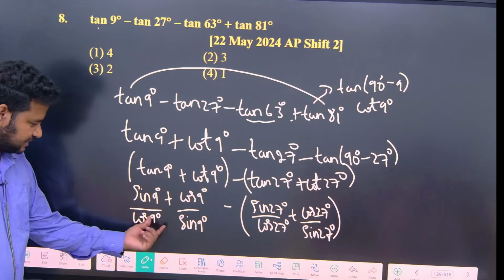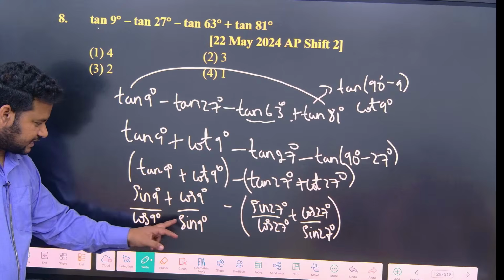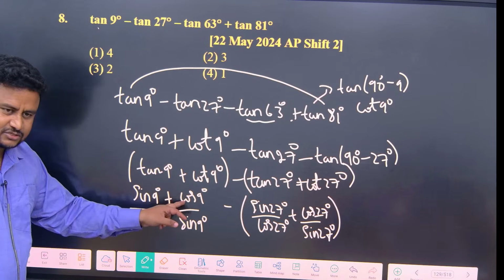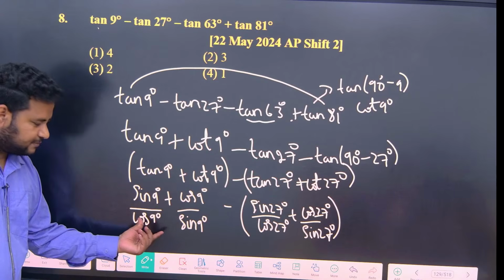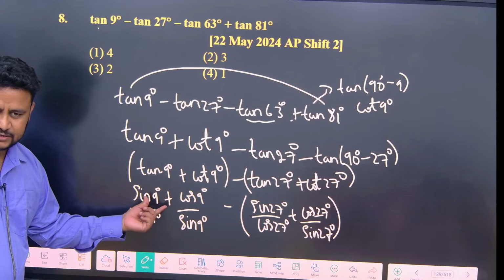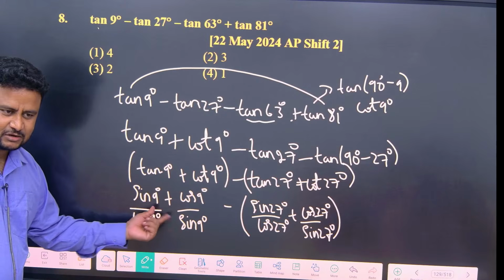If I take the LCM, cos will cancel. I can write sin 9 degree into sin 9 degree, this will be sin square 9 degree. Similarly, this will be cos square 9 degree. The denominator will have cos 9 degree, sin 9 degree. The numerator will have 1. Correct? So I will have 1 by sin 9 degree, cos 9 degree.